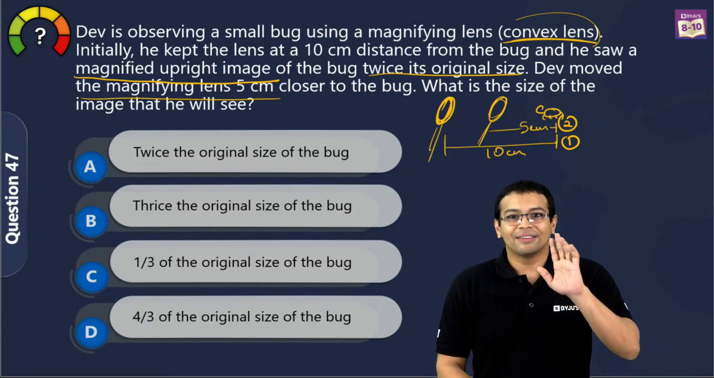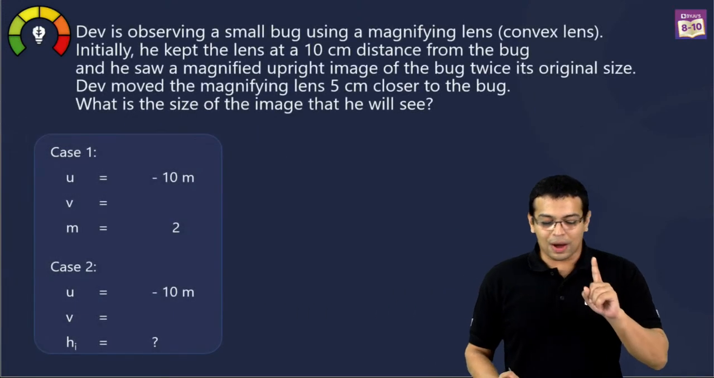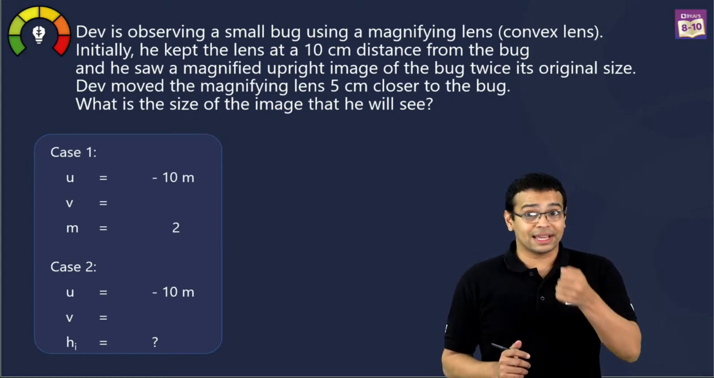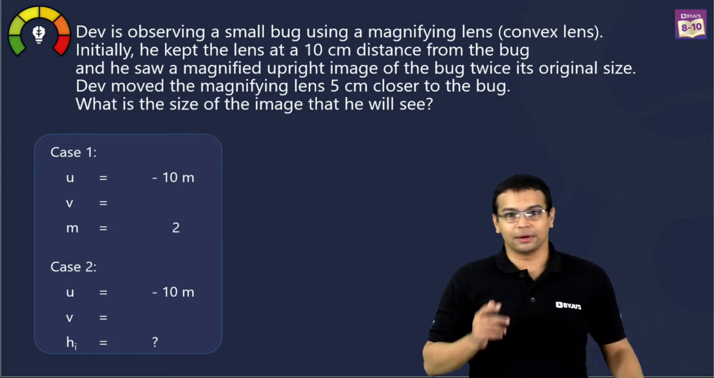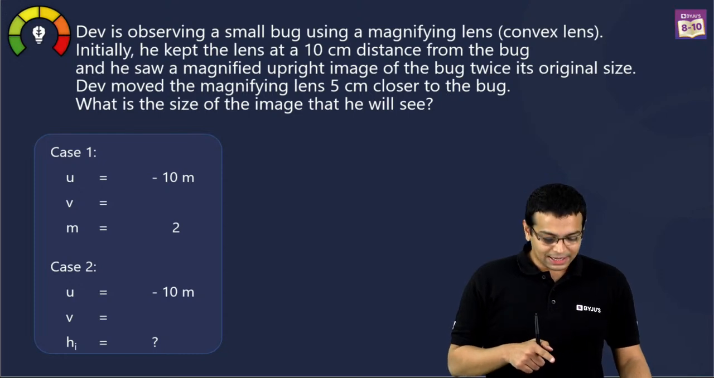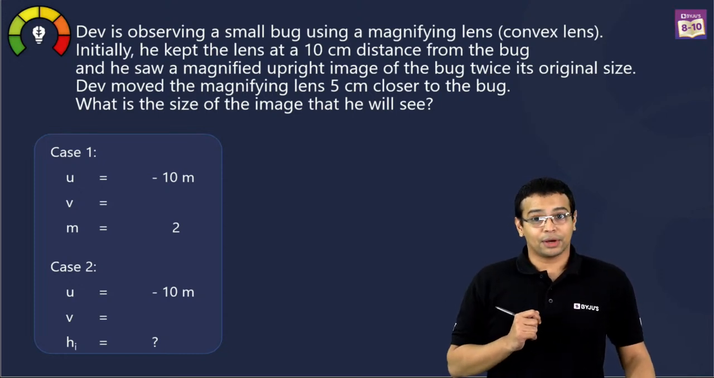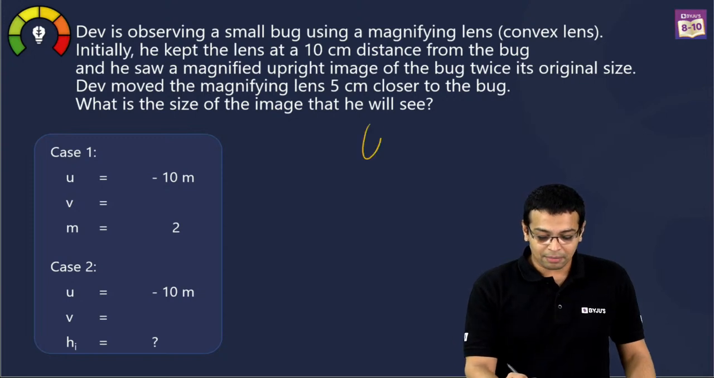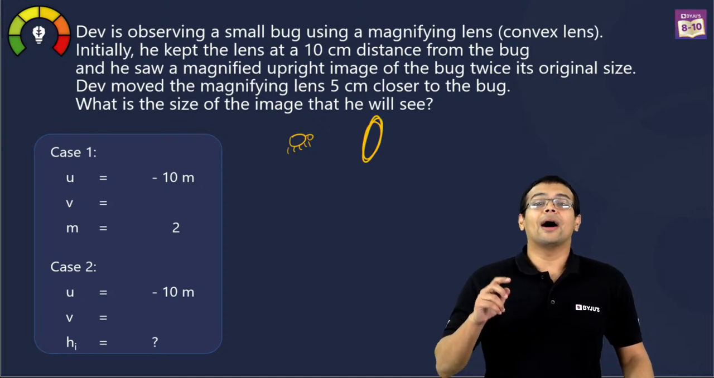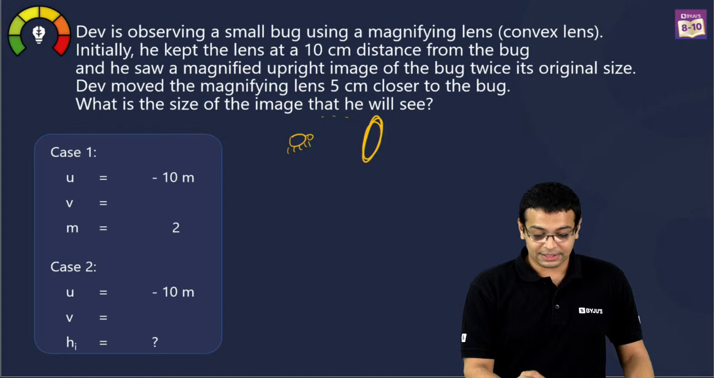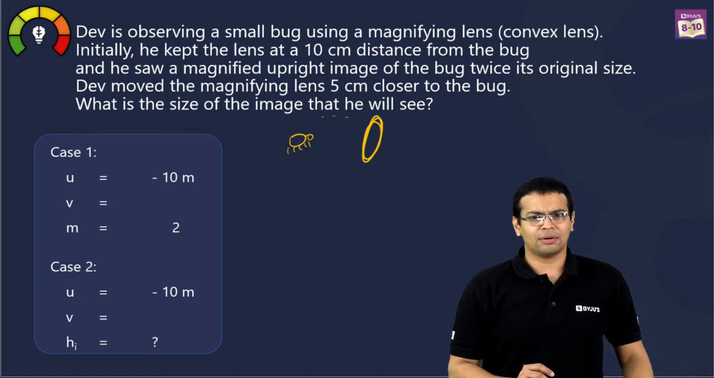We don't know yet. We saw that there are two cases. Case one was where we know that the object, in this case the bug, was 10 meter. But why am I saying it is negative 10 meter? Think about it. If I have a magnifying lens and I have a bug out here, which side is the image going to be? Virtual and direct. Going to be this side itself, right? Or where is it going to be?